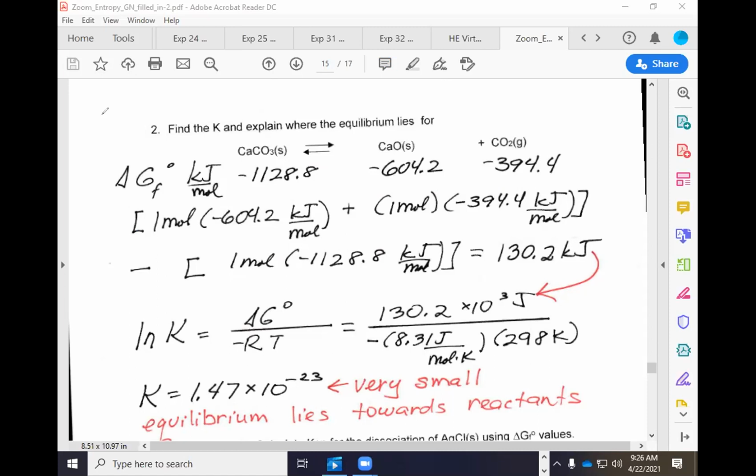Professor, for temperature, I just wanted to make sure in an equation like this, it would always be implied to be 25 because of the delta G with the subscript of 0. Yeah, we're at room temperature. Yeah, thank you.